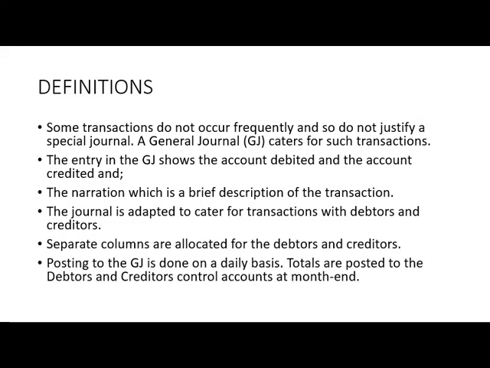Posting to the general journal, just like any other journal, is done on a daily basis. Once we are done posting, some transactions we are going to post to the respective general ledger accounts, but the totals of your debtors control and your creditors control will be posted to the general ledger at the end of every month.